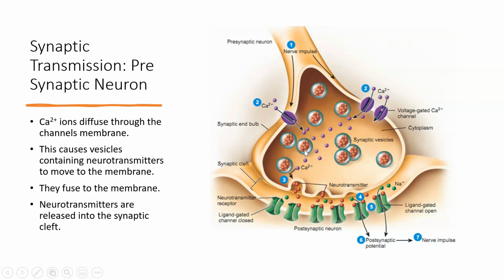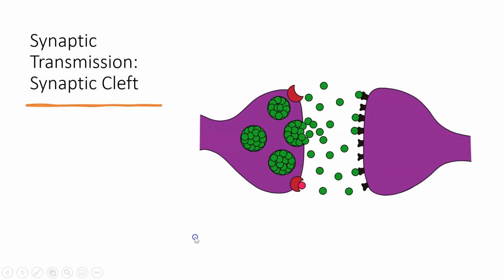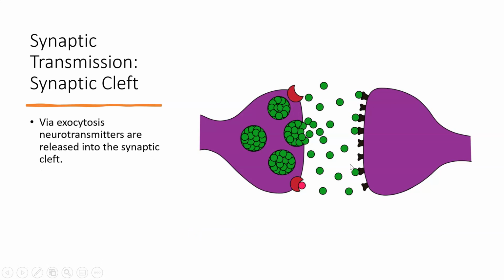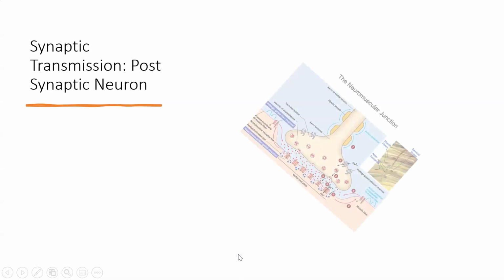So inside these vesicles are what we call these neurotransmitters. Once the vesicle fuses with the membrane, it releases those neurotransmitters into what we call the synaptic cleft. And as you can see by this picture, I think you'll be able to tell what's going on here, because these are the neurotransmitters and they are attaching to receptors. So via exocytosis, neurotransmitters are released into the synaptic cleft. They diffuse across the cleft and then they bind to receptors on the next neuron. So this is the next neuron.